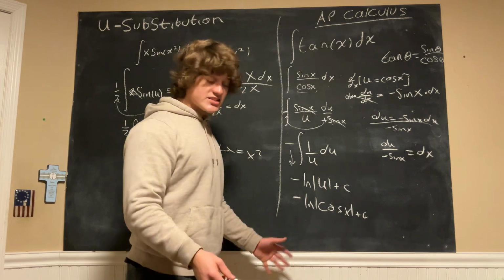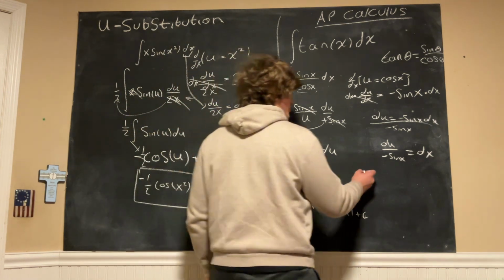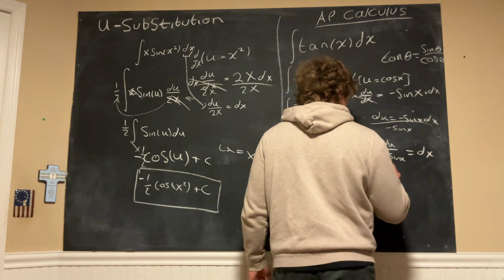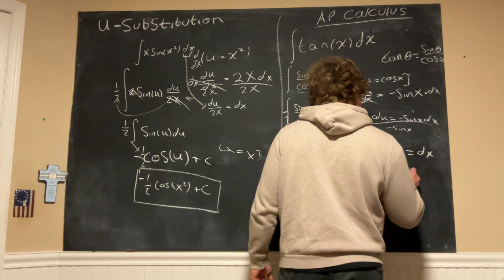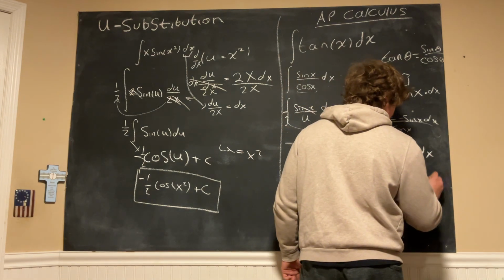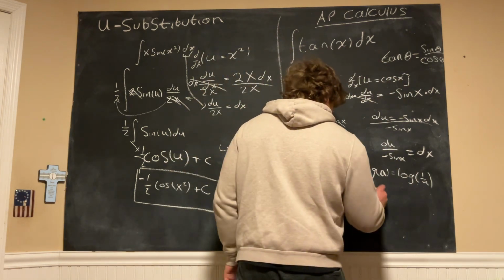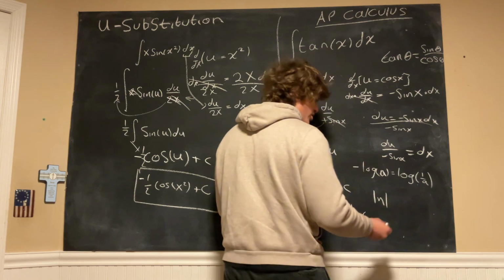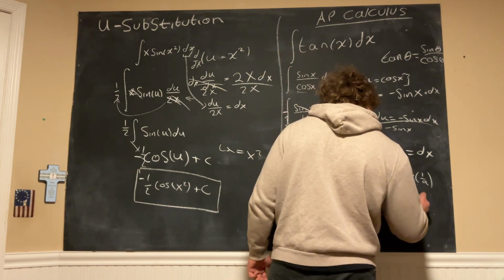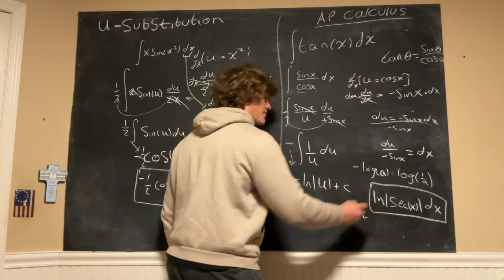Now this is an answer, but I don't really like this negative out here. Through logarithm rules, negative log of a is equal to the logarithm, or the natural log, or any log base, of 1 over a. We will just use that rule, and this becomes ln of 1 over cosine, which is just secant x. And this is our answer.